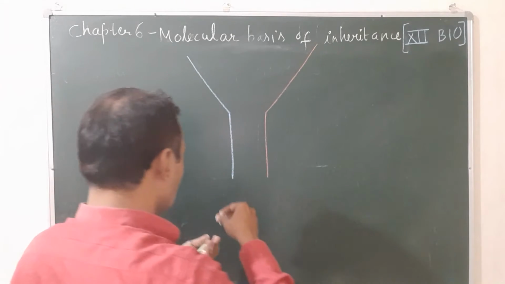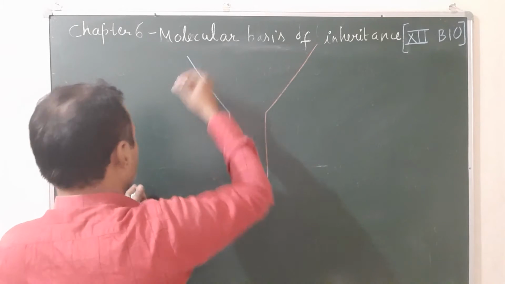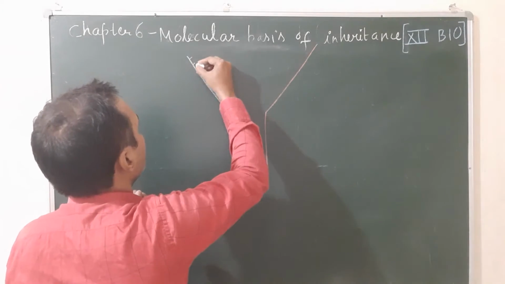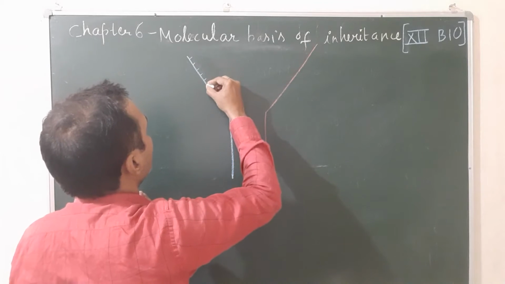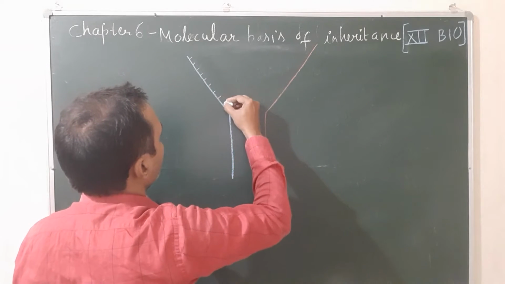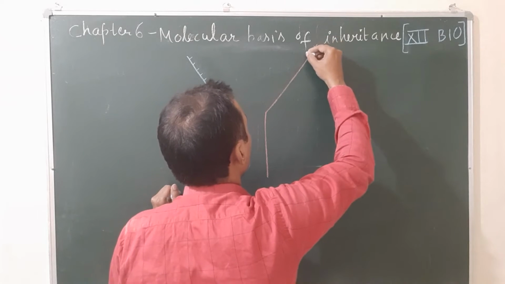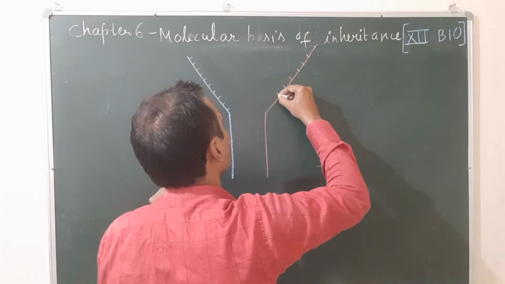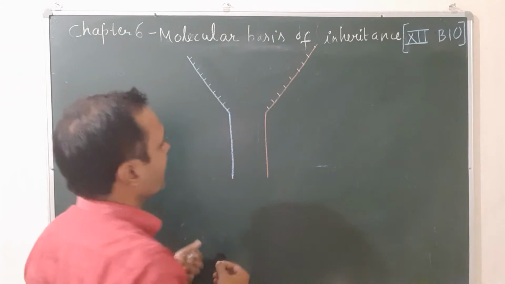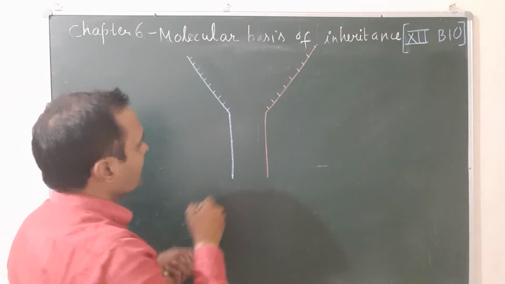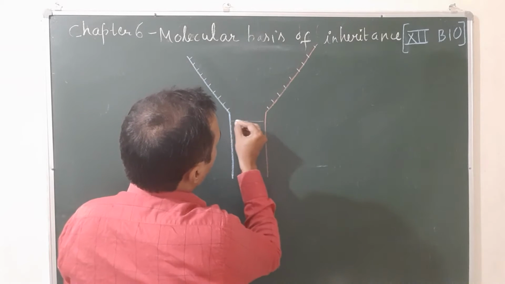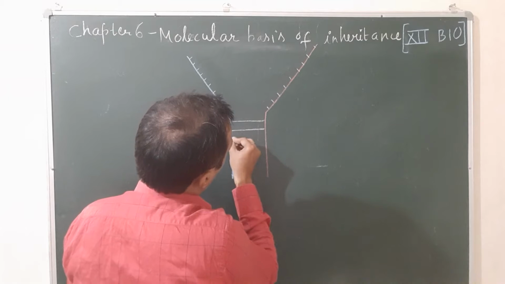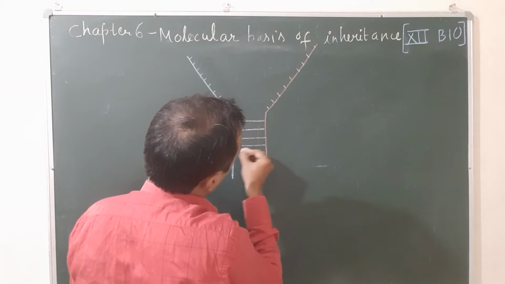And not the whole bases are broken down. Suppose that these are the unwound bases. Here there is a breakdown of the hydrogen bonds between the bases, and this is the open part, and this is the closed part. That means here the bases are still present in base pairs.